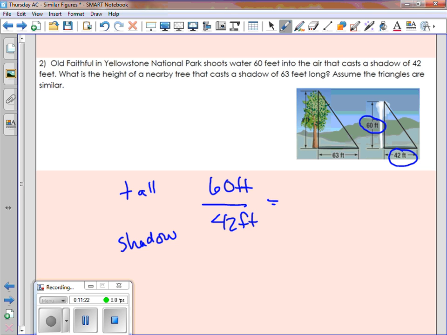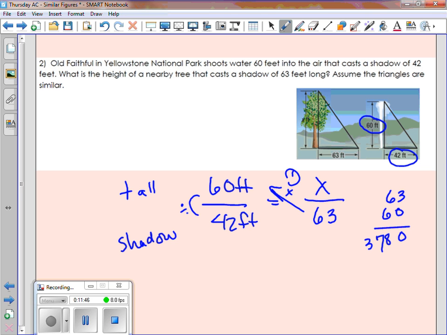The tree, we don't know how tall that is. That'll be X. And it has a shadow of 63 feet. So to figure this out, I'm going to take 63 times 60, and I'm going to divide that by 42. So remember, you multiply across and then divide by the number that's left. Number 1 is multiplying, number 2 is dividing.